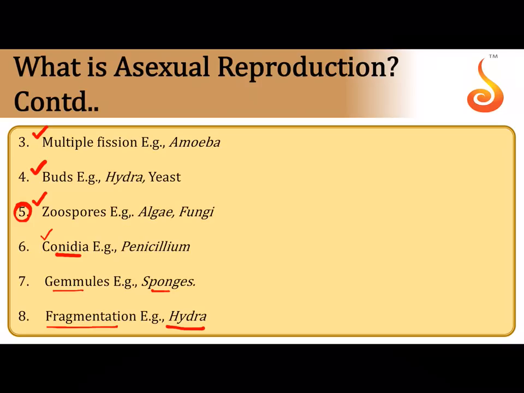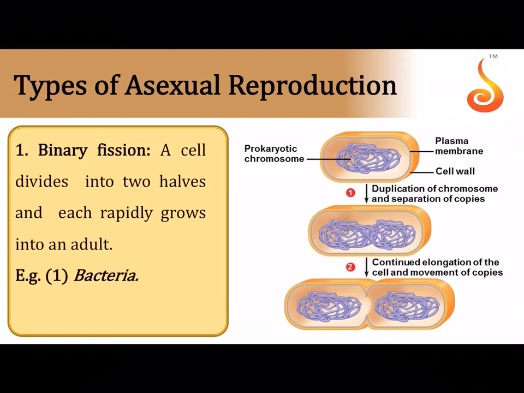Let us go one by one and let us see how asexual reproduction happens and how varied these 8 different processes or modes of asexual reproduction are. Okay? The first one is binary fission. How do you define binary fission? All these are definition questions. Again, a 1-mark question. Okay, a cell divides into 2 halves and each half rapidly grows into an adult.